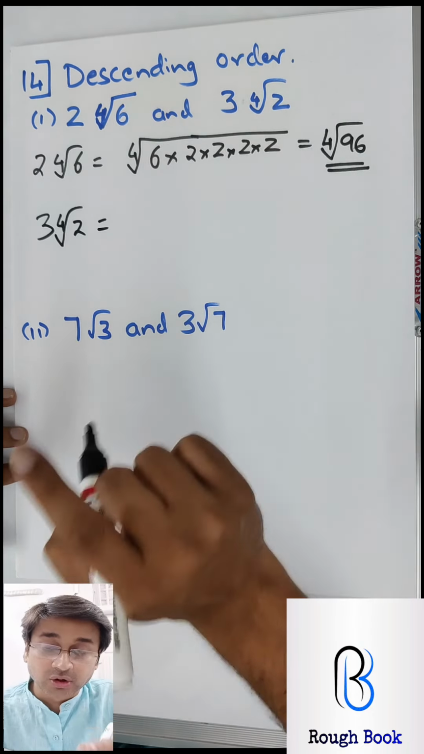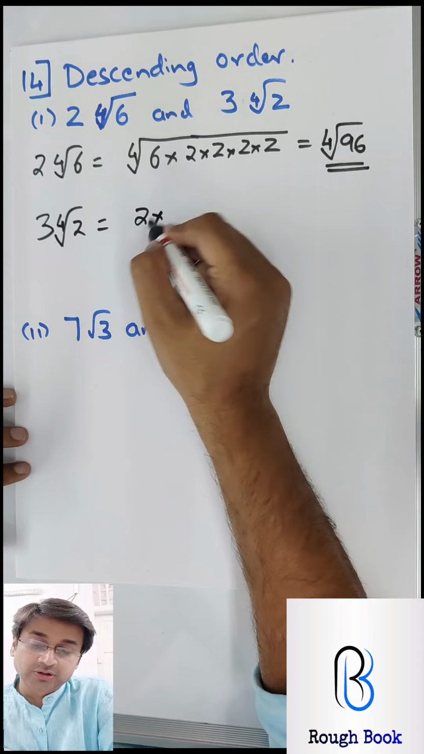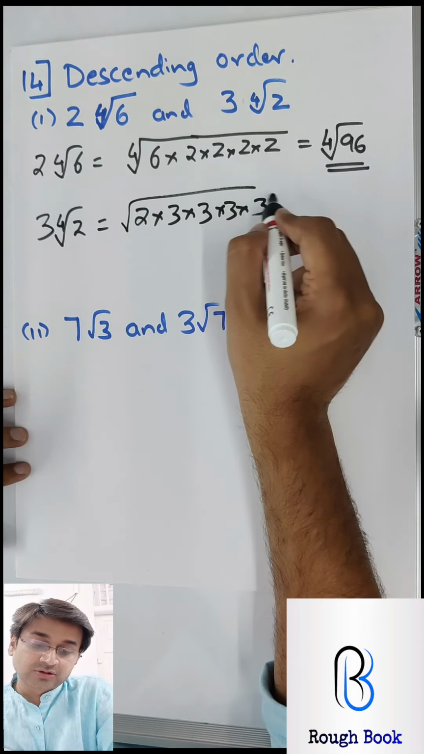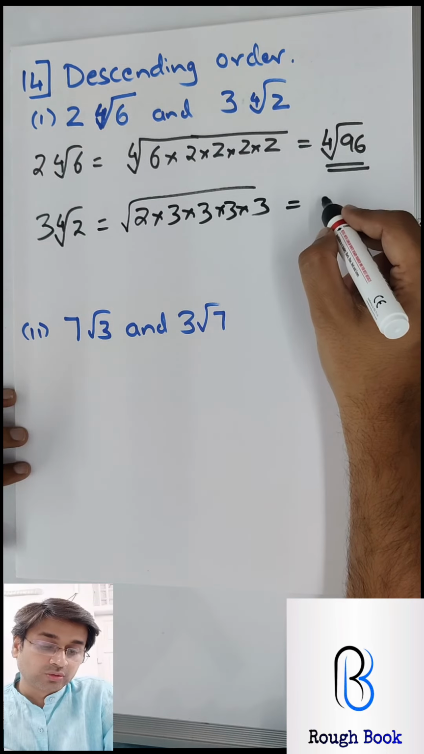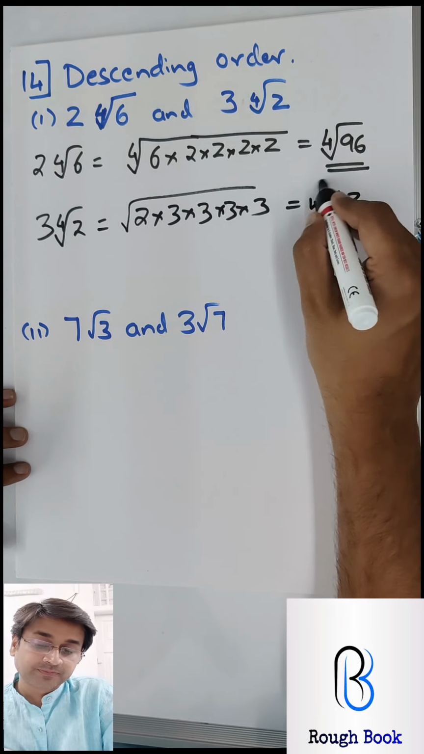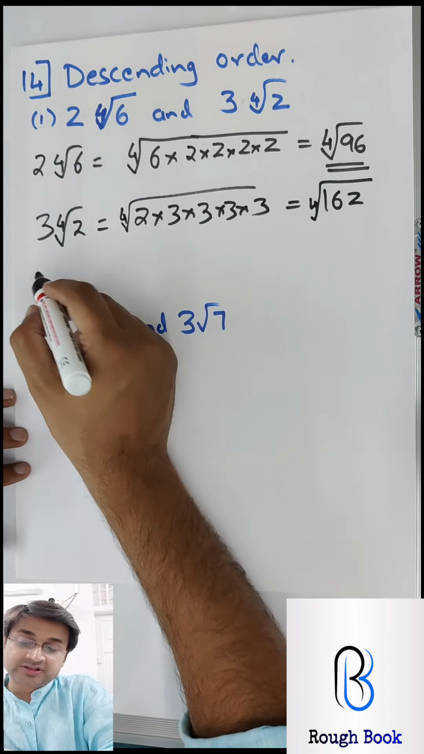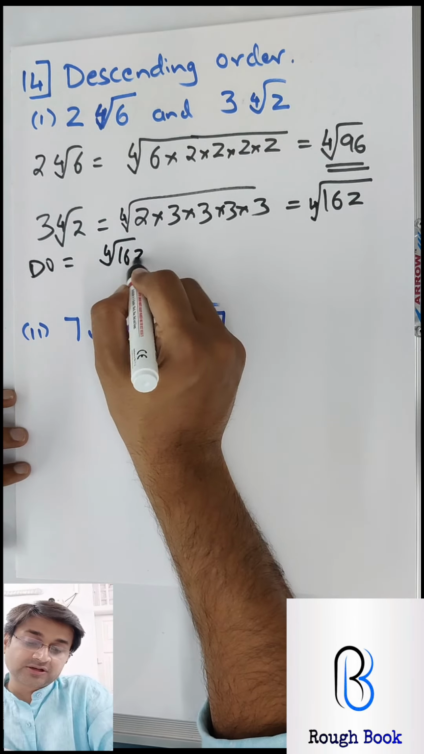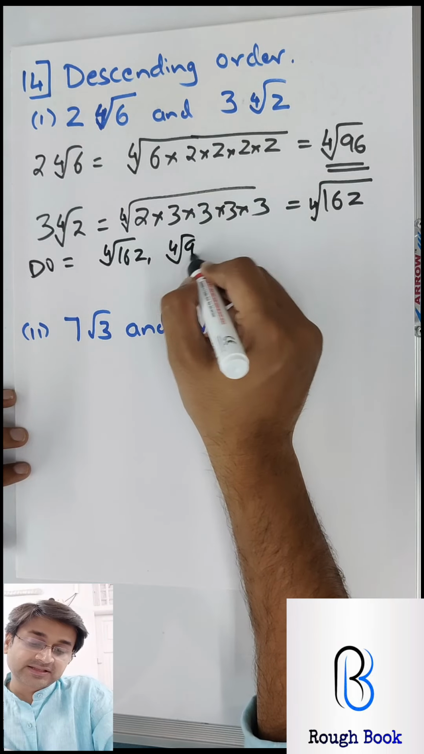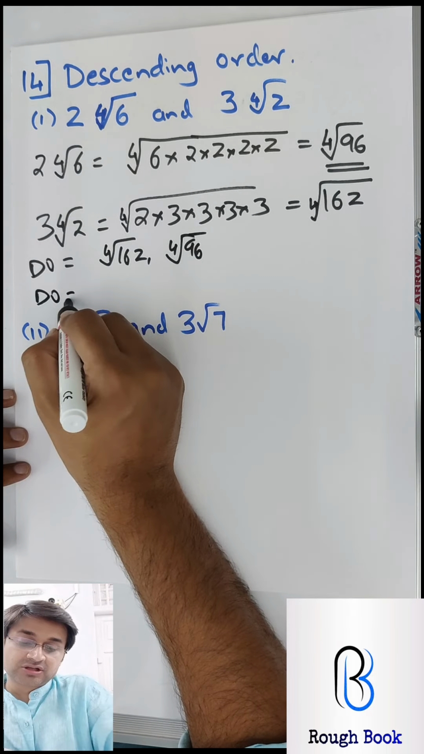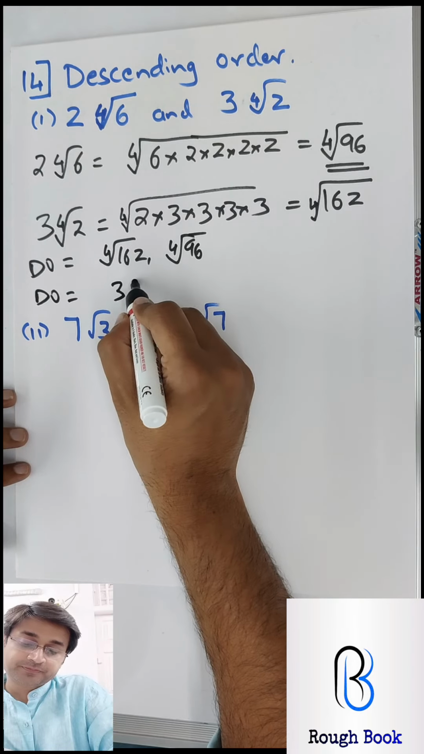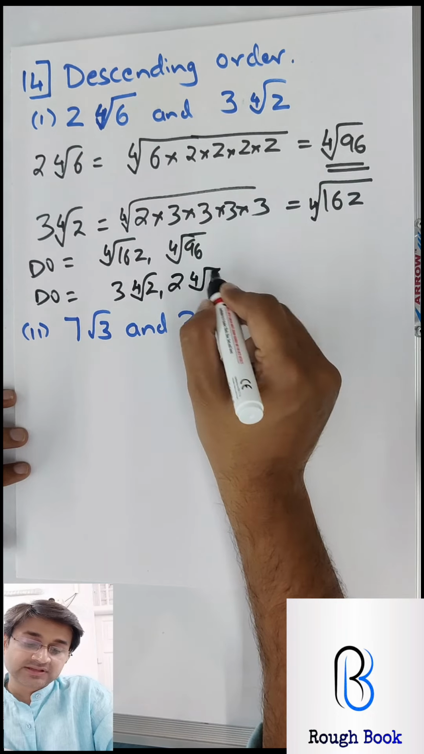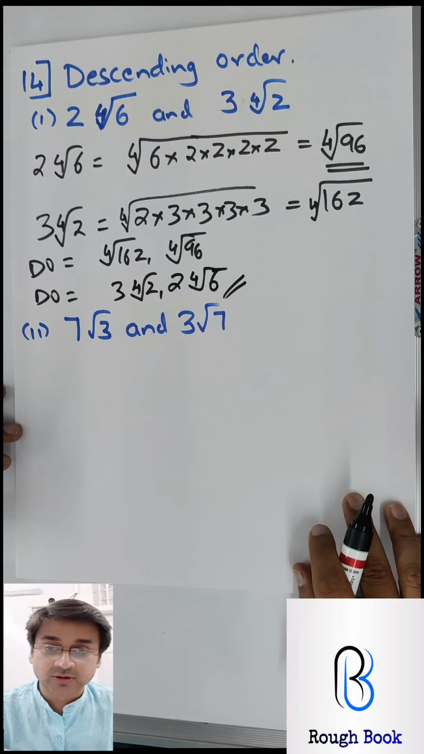Come on, pause the video, try on your own. So 3 also goes inside 4 times: 1, 2, 3 and 4. So that's going to be 9 into 9 is 81, into 2 is 162, fourth root. Here also fourth root. So now the descending order is going to be, this is the bigger one, fourth root 162 and then fourth root 96. Likewise the original one: this will be written as 3 fourth root 2, and this will be written as 2 fourth root 6. So we got a descending order.